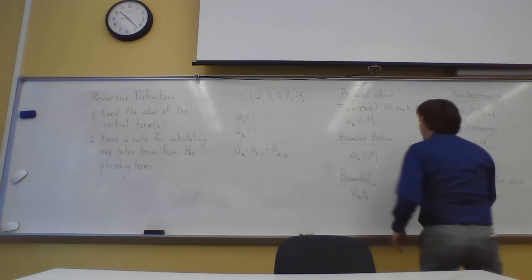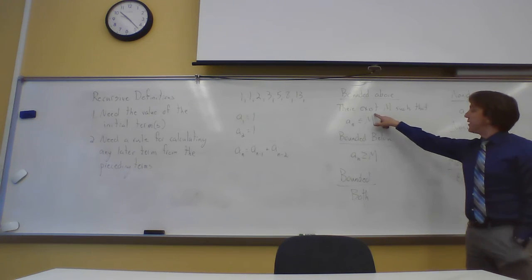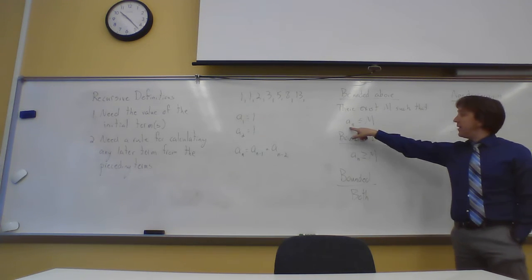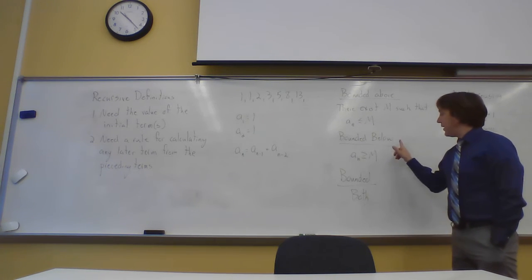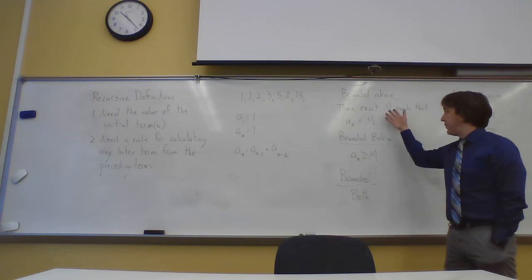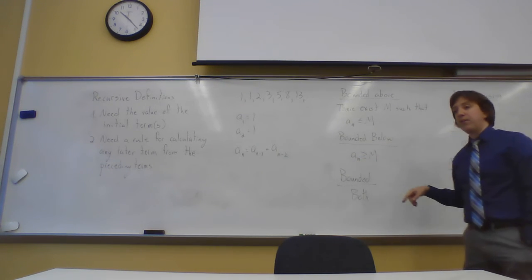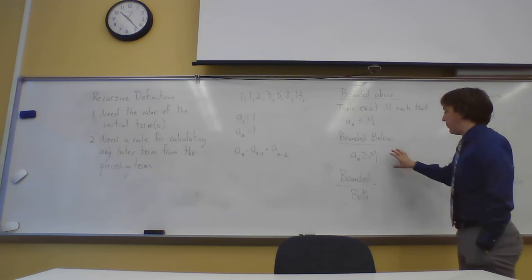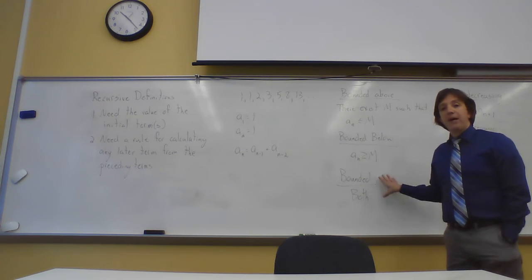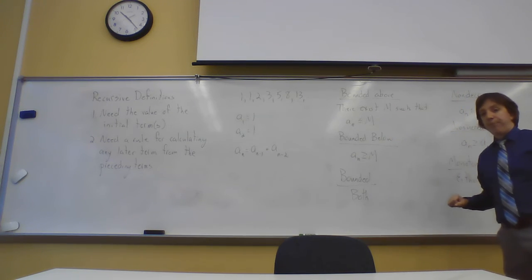So then we can talk about sequences being bounded. A sequence is bounded above if there exists an M such that a sub n is less than or equal to M. It's bounded below, same thing, if there exists an M such that now a sub n is greater than or equal to M. So your sequence is always smaller than that number or it's always bigger than that number. And it's just considered to be bounded if it is both of those, both bounded from above and below.